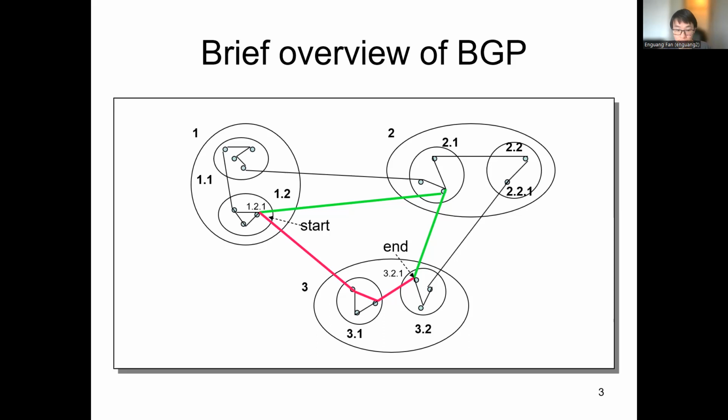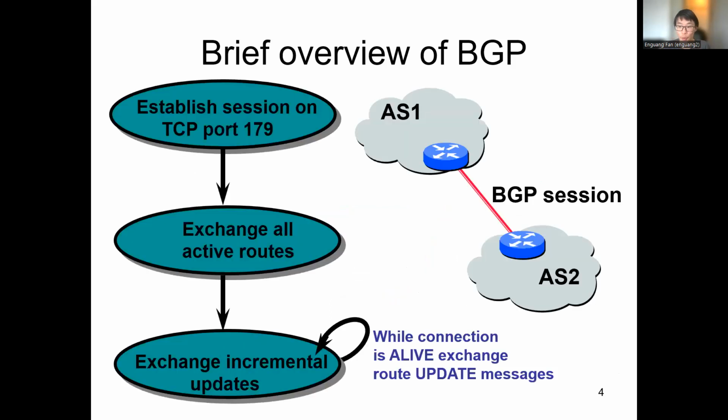And next, this is more detail about the BGP protocol. It runs on the TCP protocol on port 179. Once there is a BGP session between 2 routers, they will exchange incremental updates to share the routing information.